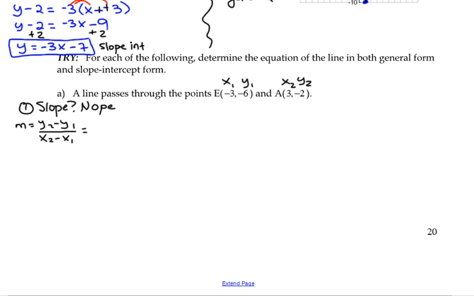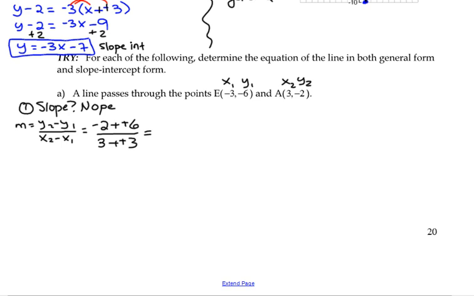y2, what's y2? Negative 2 minus a negative 6. So what happens when we're minusing a negative 6? Plus, negative 2 plus 6, divided by x2, which is 3 minus a negative 3. When we have minus minus, plus.